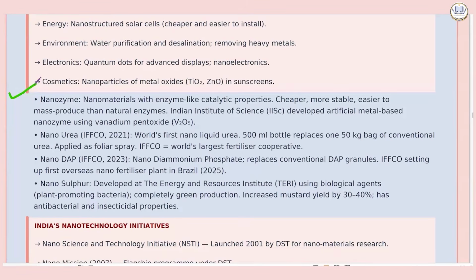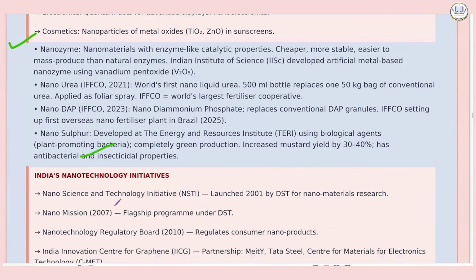Then we have nano urea, which was the world's first nano liquid urea. A 500 ml bottle replaces over a 50 kg bag of conventional urea. That's the efficiency. It is applied as a foliar spray. IFFCO is the world's largest fertilizer cooperative. And your nano DAP, nano diammonium phosphate, replaces conventional DAP granules. IFFCO is setting up an overseas nano fertilizer plant in Brazil. And nano sulfur was developed at TERI, The Energy and Resources Institute, using biological agents. Plant promoting bacteria, completely green production, increased mustard yield by 30 to 40%, and has antibacterial and insecticidal properties.